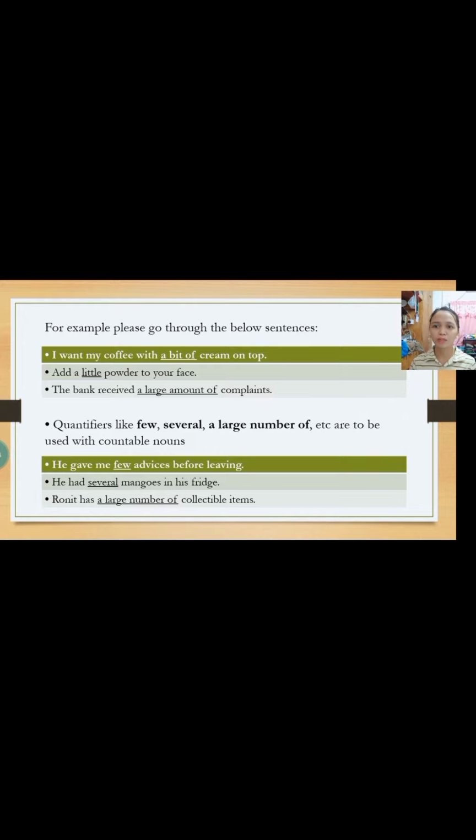He had several mangoes in his fridge. Several is the quantifier determiner and it refers to mangoes. And it is very much obvious that mangoes are countable nouns. Brunette has a large number of collectible items. A large number of belongs to quantifiers because it refers to the word items. In this sentence, we can really identify that these quantifiers belong to countable nouns.